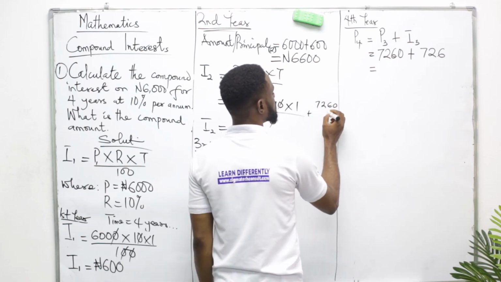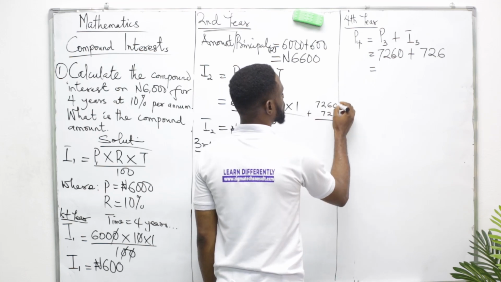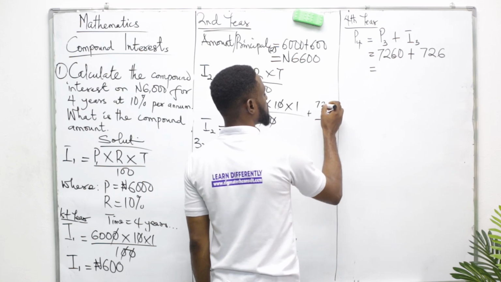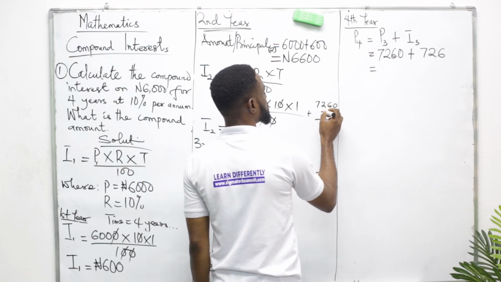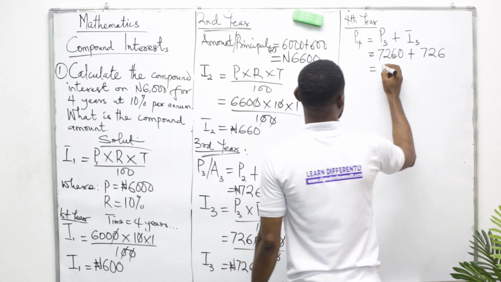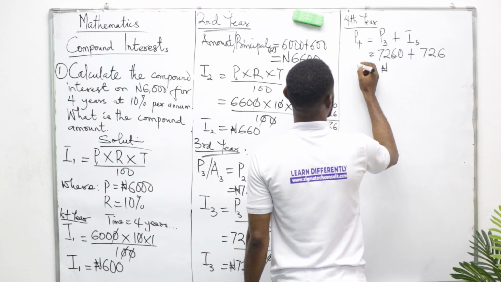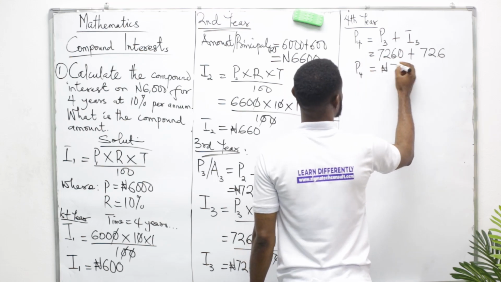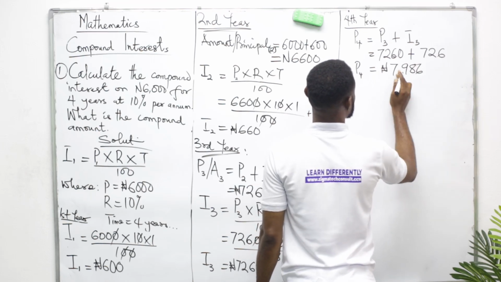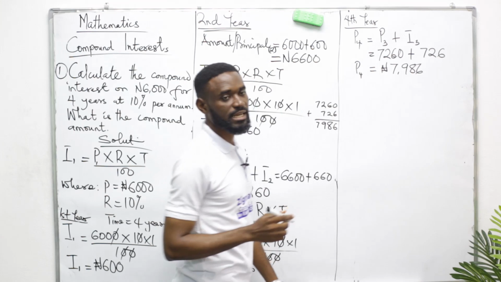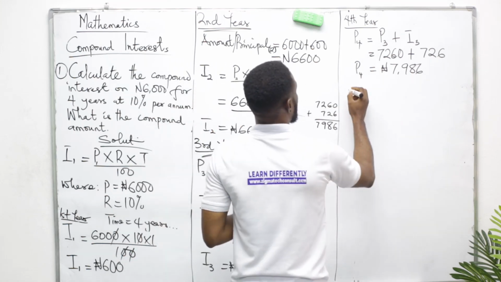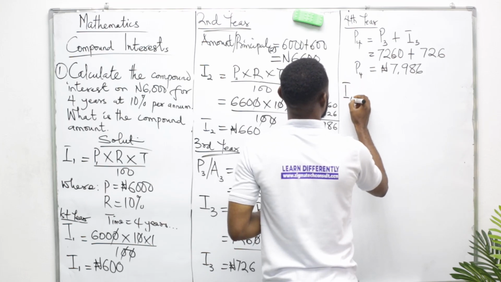So 7260 plus 726. We have 6 plus 6 is 12, 2 plus 2 is 4, 7 plus 2 is 9, 7 plus nothing is 7. So we have our principal for the fourth year to be 7,986. You see that? So what is then our interest for the fourth year?